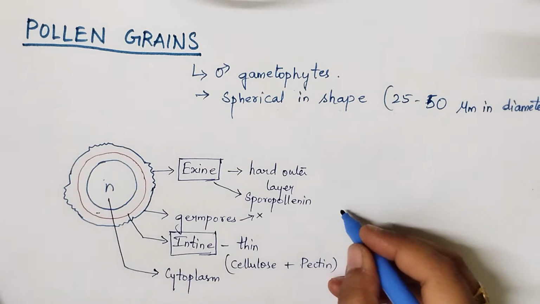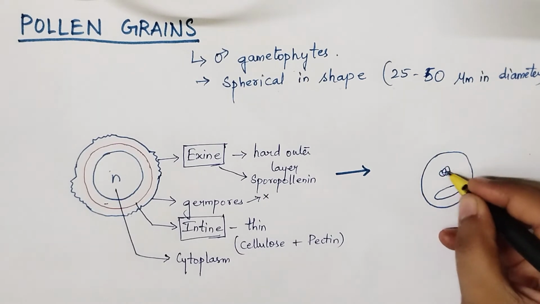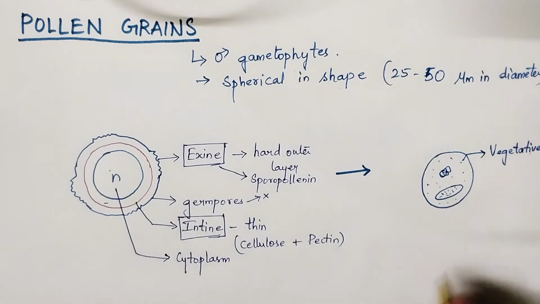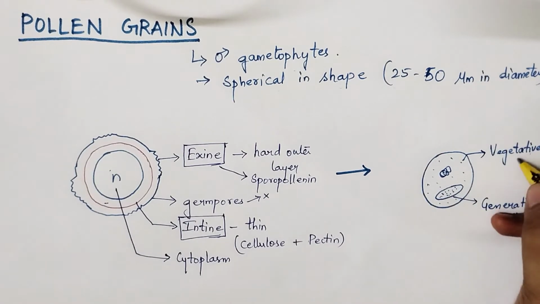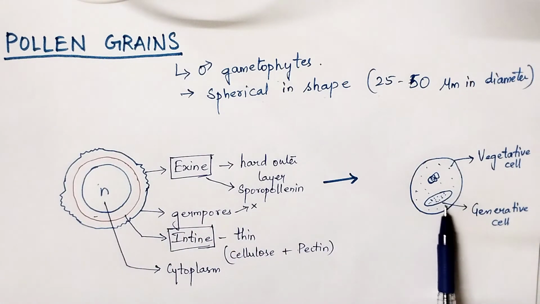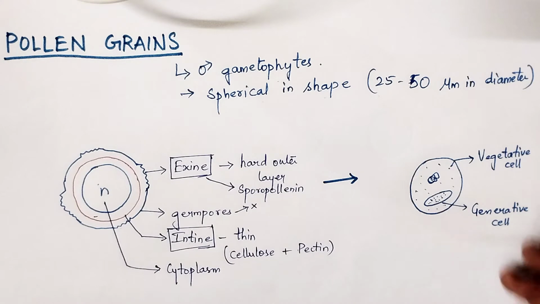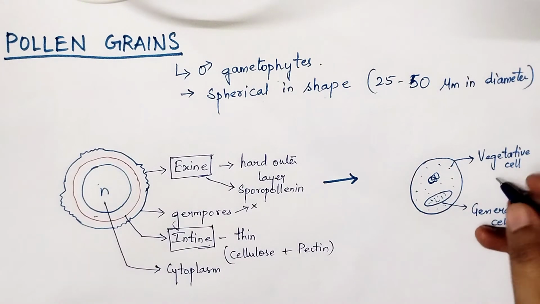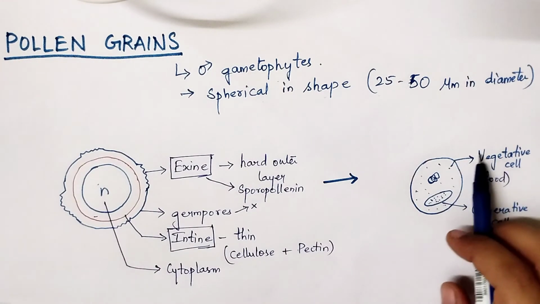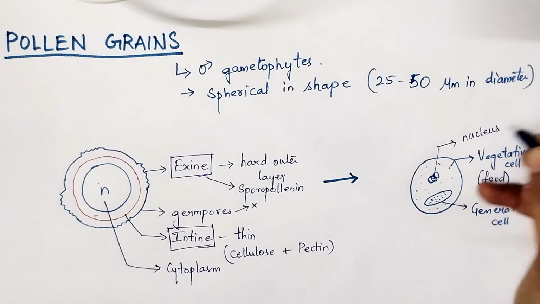When the pollen grain gets matured, it will contain two cells. Let me show here. When the pollen grain is mature, it contains two cells, the vegetative cell and the generative cell. The vegetative cell is bigger compared to the generative cell, and it has abundant food reserve materials. It also has an irregularly shaped nucleus. Here, this is the irregular shaped nucleus of the vegetative cell.